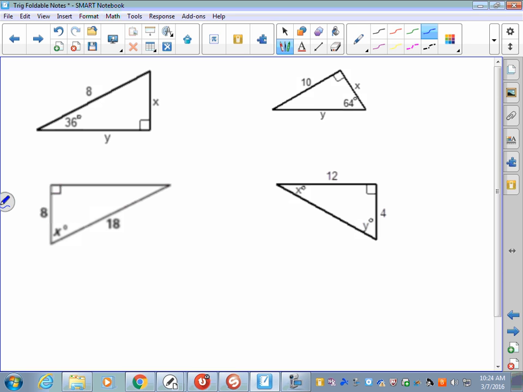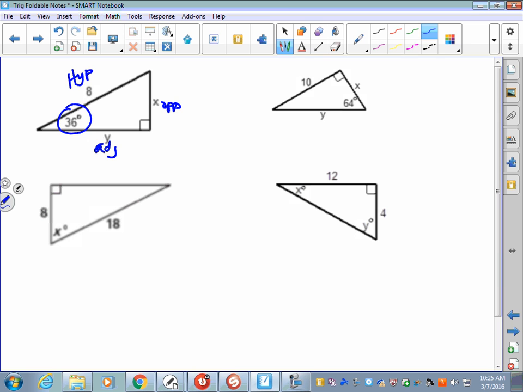So on the first one, our steps are always: circle the angle that's given, then label the parts in relationship to the angle. So if 36 is my angle and I go across, x is the opposite. If I go right next to it, y is the adjacent, and then 8, which is opposite the right angle, is the hypotenuse. Hypotenuse is always opposite the right angle.